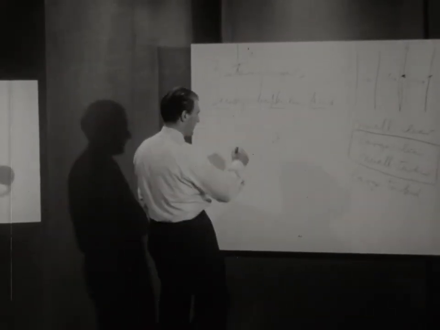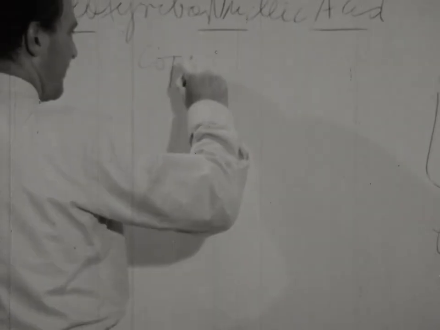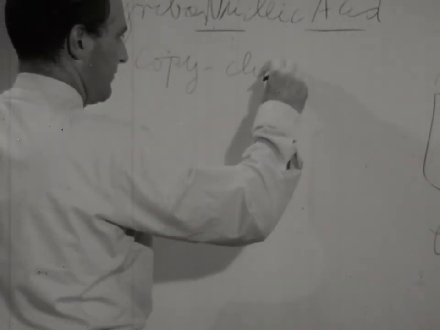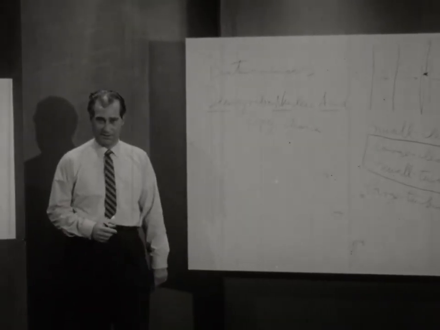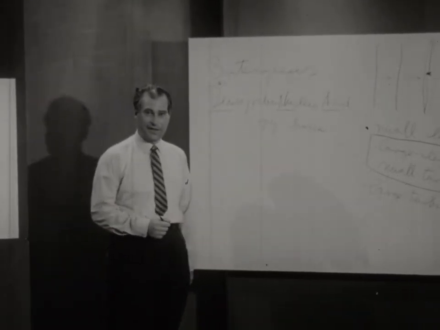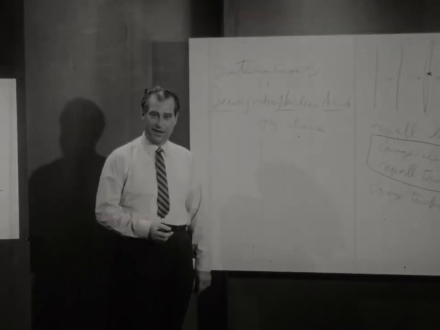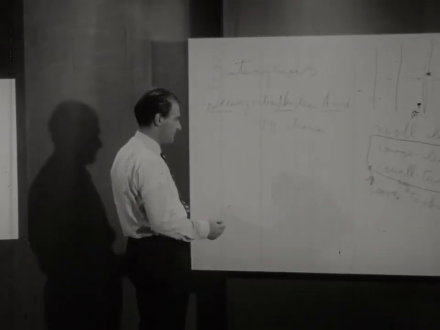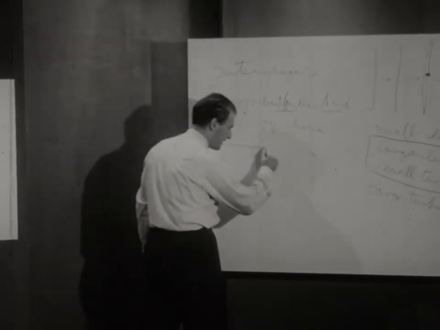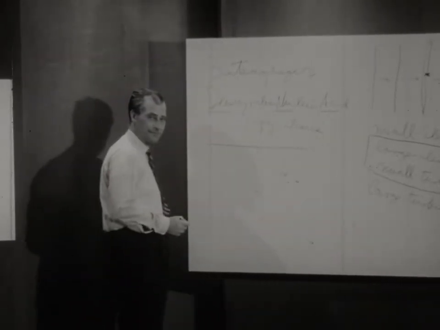They arise by a process which has been called copy choice. Now, in order to understand the nature of the copy choice process, we must visualize the genetic structure, that is to say, the DNA of these viruses in some symbolic form. And we will represent the genetic structure as a straight line.